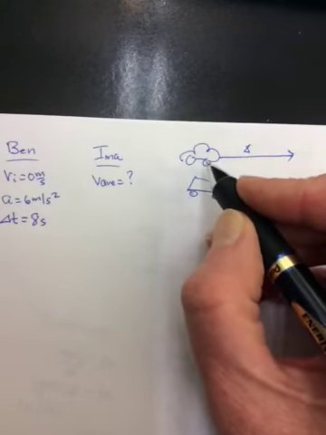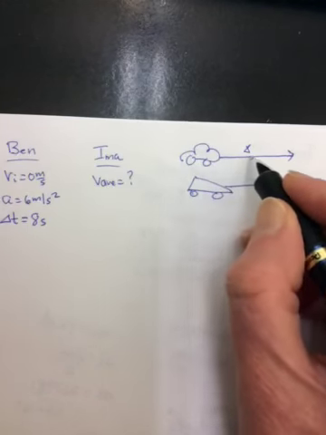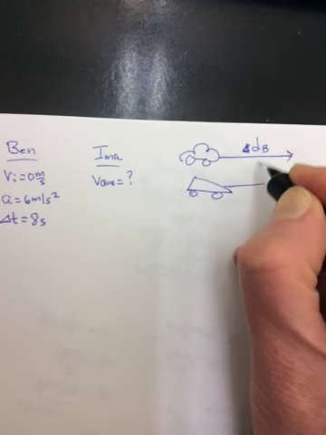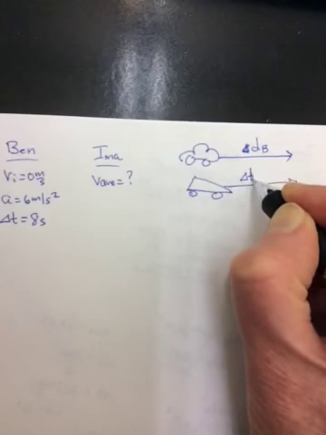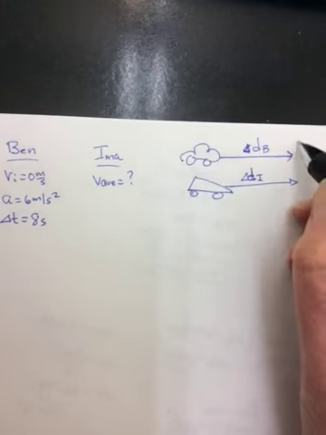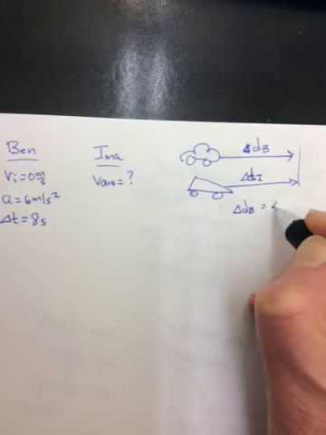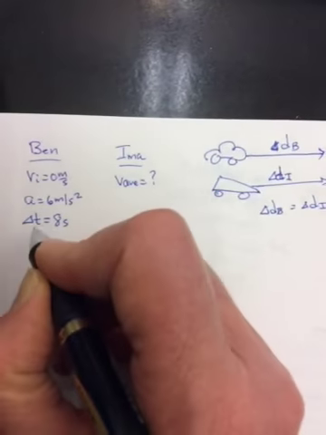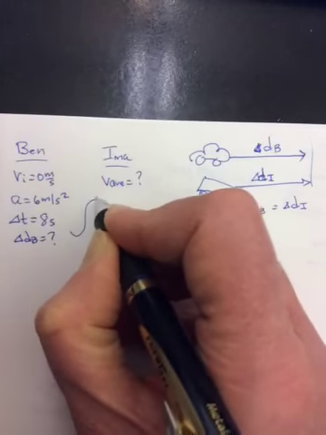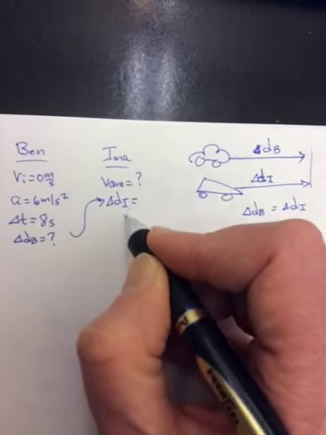So here's Ben stopped at the stoplight, here's Ima going by, and then Ben begins to accelerate and catches up. So this is the delta D of Ben, and this is the delta D of Ima. If they start at the same spot and end at the same spot, then the delta D of Ben should be equal to the delta D of Ima. So even though we don't know what the delta D of Ben is, whatever it is, it will become the delta D of Ima as well. Okay? And then the 8 seconds.